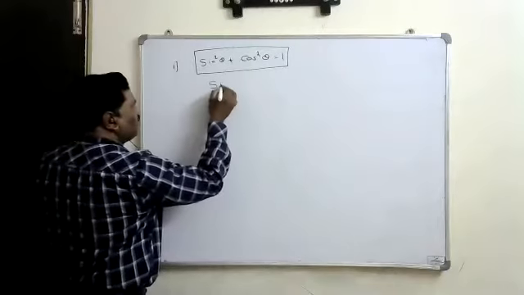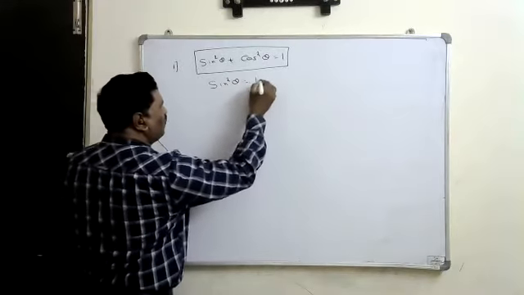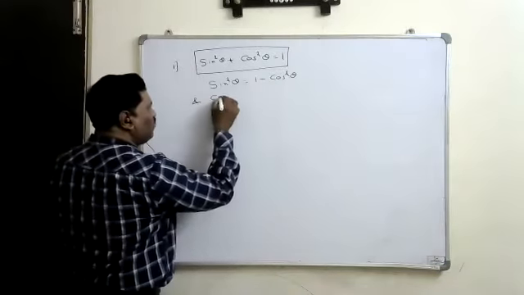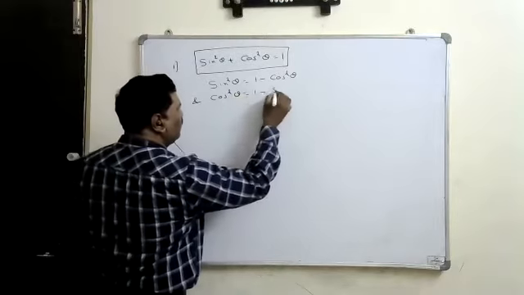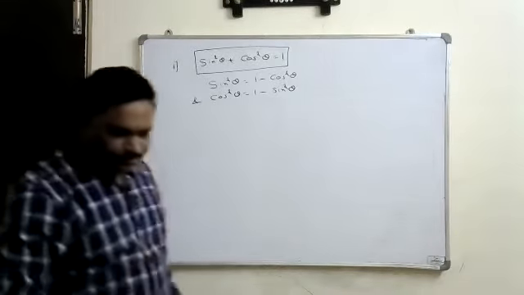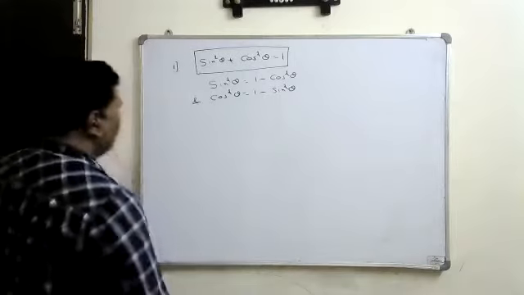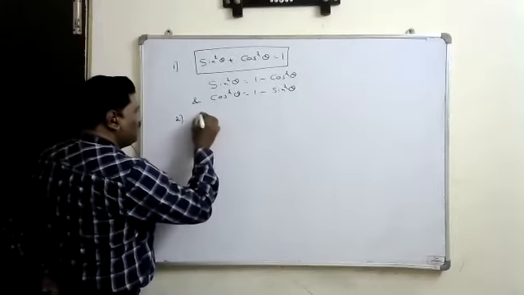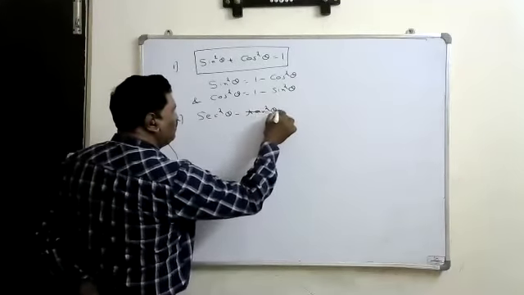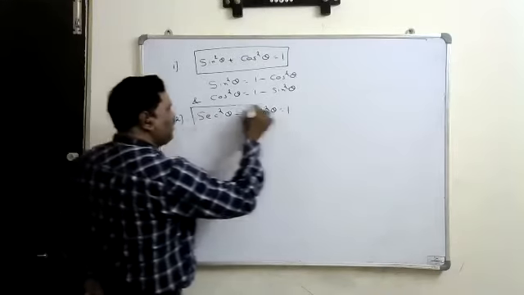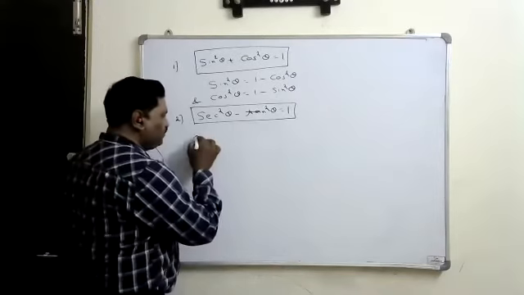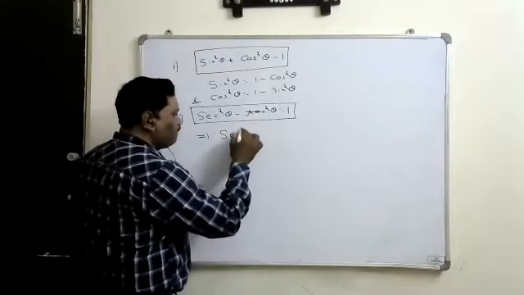From this, we can find sin square theta in terms of cos, which is 1 minus cos square theta, and cos square theta is equal to 1 minus sin square theta. So in terms of sin, we can write like this. Then the second identity is secant square theta minus tan square theta is equal to 1. From this, what is secant square theta? 1 plus tan square theta.